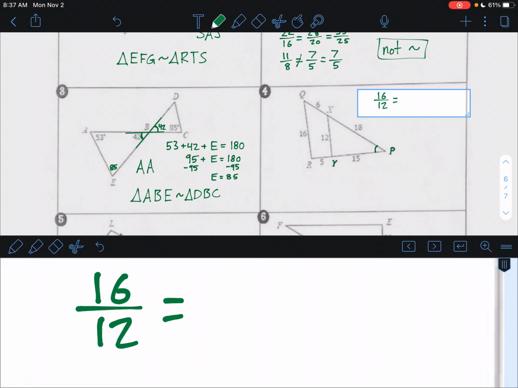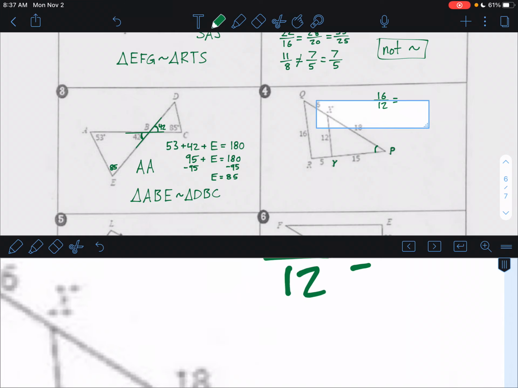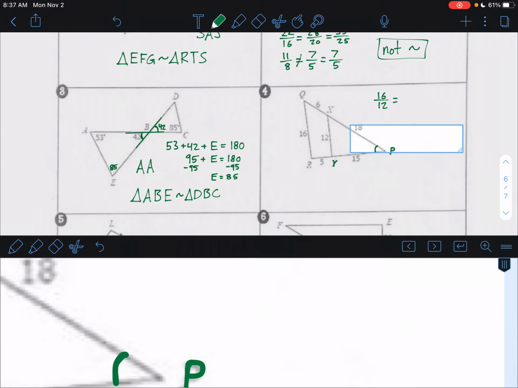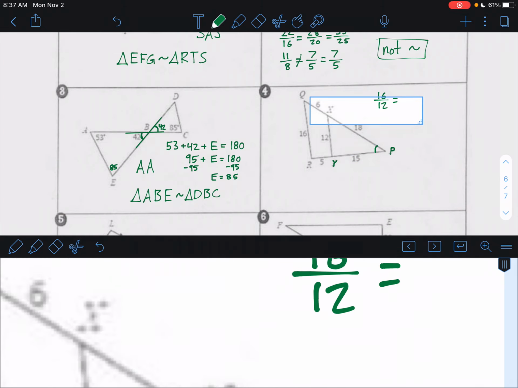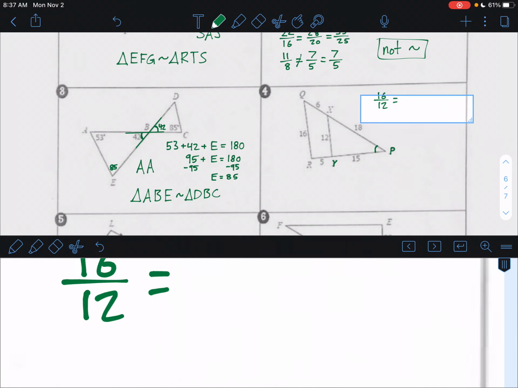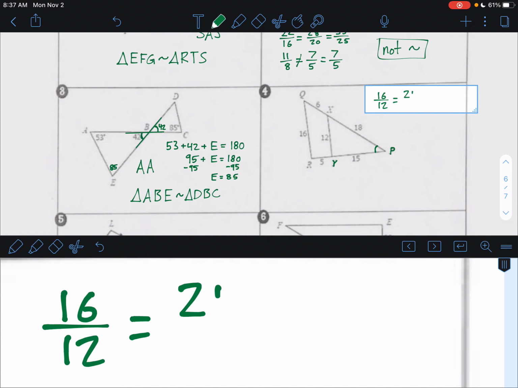So, yeah, QR and XY. And let's see. I want QP and XP. And QP is not 6. It is 6 plus 18. 6 plus 18 is 24, and XP is 18.